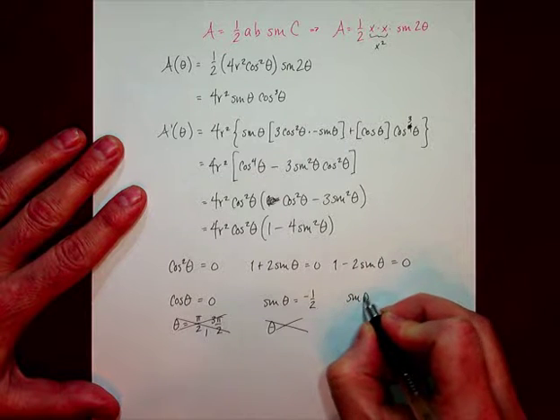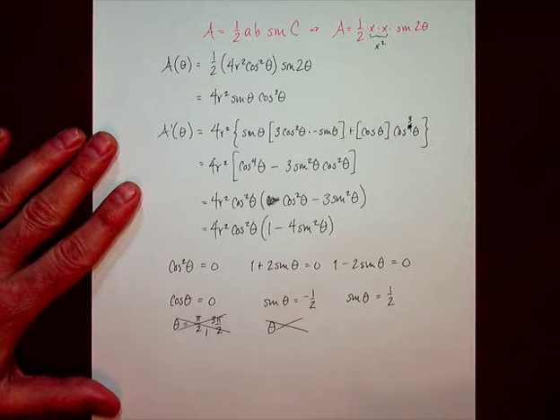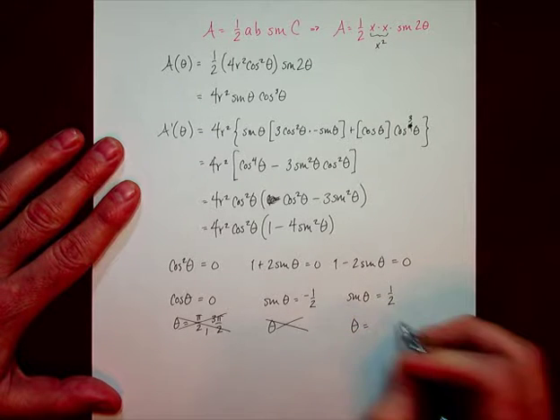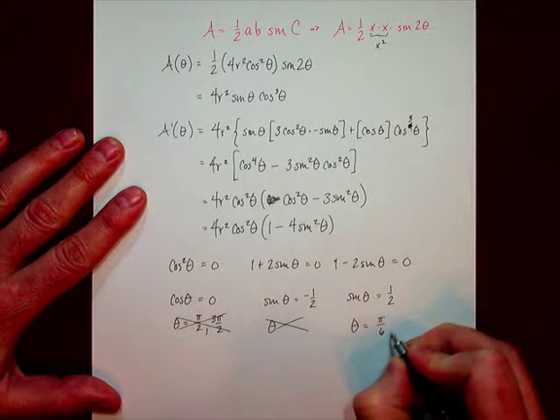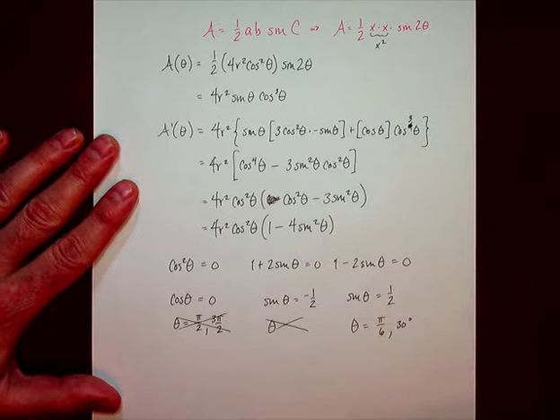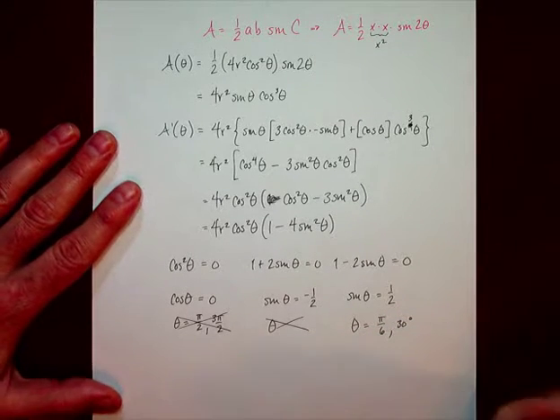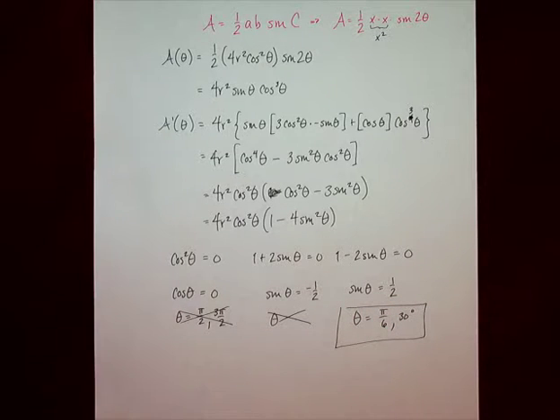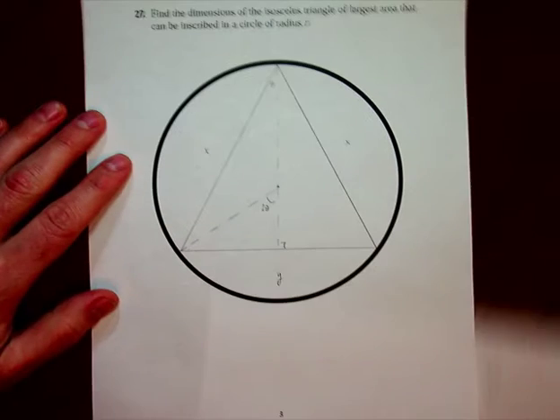But sine theta equal to positive 1/2 happens in the first and second quadrant, and the first quadrant value happens to be pi over 6, or 30 degrees. Oh my gosh, that's exactly what we got when we did it the other way. Yay us! But wait, there's more. We're going to do it by Heron's area formula.